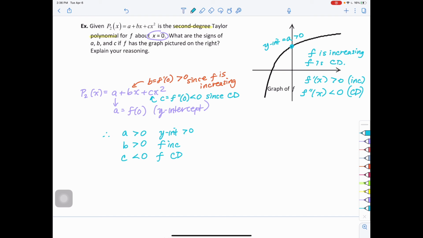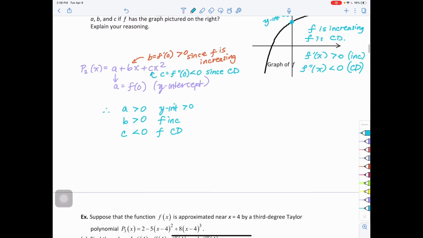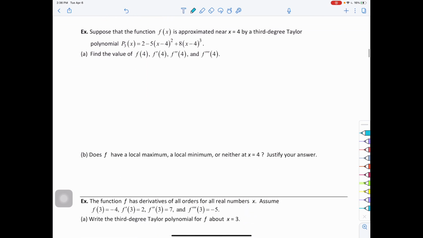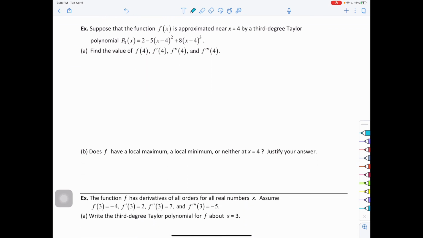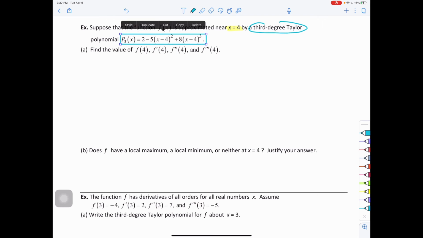Okay, so that worked out really nicely. Let's go on to the next example. Suppose that the function f of x is approximated near x equal to 4 by a third degree Taylor polynomial. And there it is, right here. There's our third degree Taylor polynomial. Okay. So find the value of, move that up just a touch. Find the value of f of 4, f prime of 4, f double prime, and f triple prime.